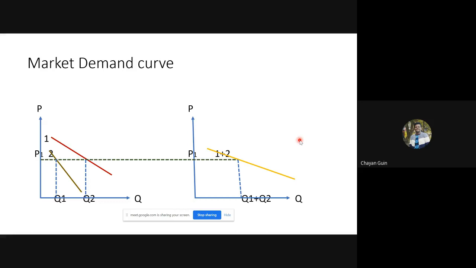Ma'am, in case of the inverse demand curve, should the scale of P and Q change? I can't understand. You can ask me in Bengali. If you have any problem, you can ask me in Bengali. Hello. Yes, continue. I'm listening.